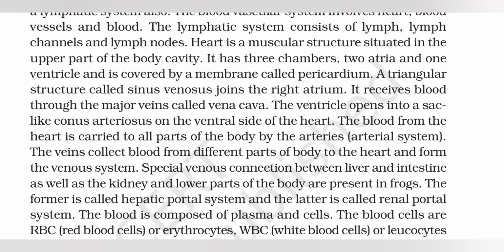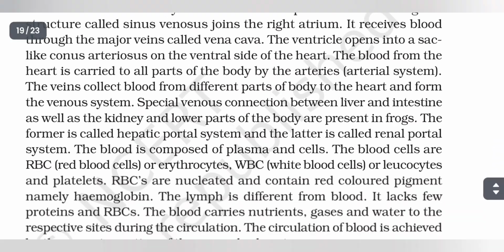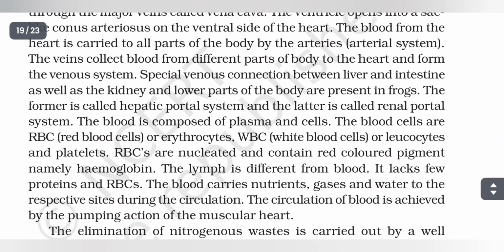The blood from the heart is carried to all parts of the body by the arteries, the arterial system. The veins collect blood from different parts of the body to the heart and form the venous system. Special venous connections between the liver and intestine, as well as the kidney and lower parts of the body, are present in frogs. The former is called the hepatic portal system and the latter is called the renal portal system.